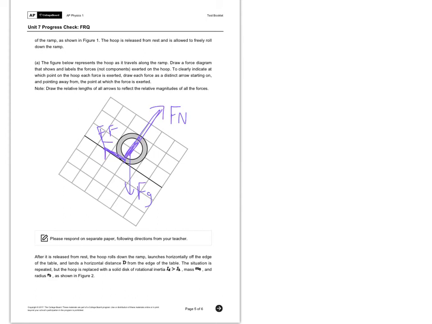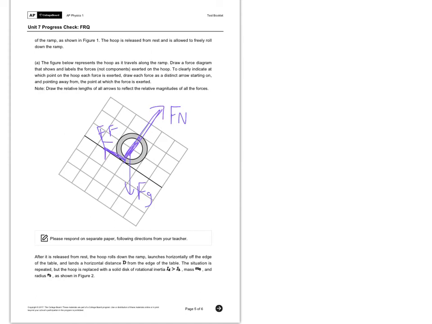So 3 forces, 1 point for showing the weight coming straight from the center, and 1 point for showing the frictional force going up the incline, and also having the normal force perpendicular. So this was worth 1 point, and this was worth the second point.